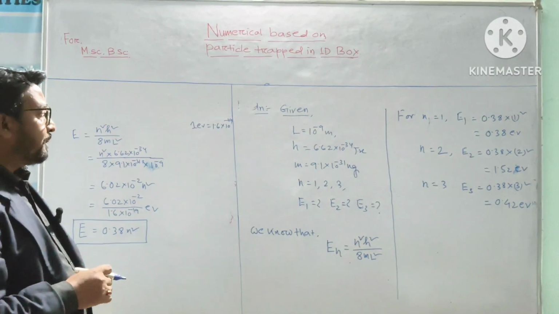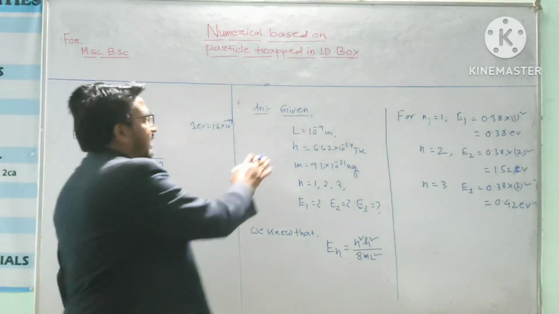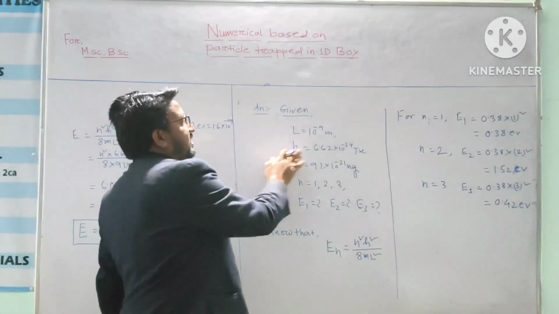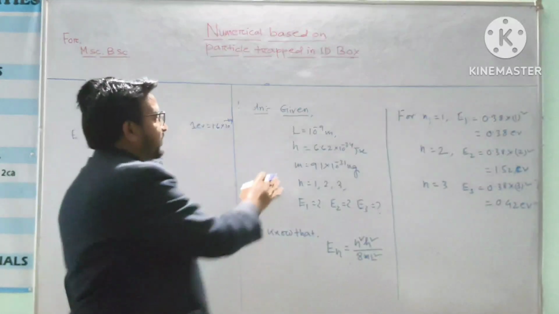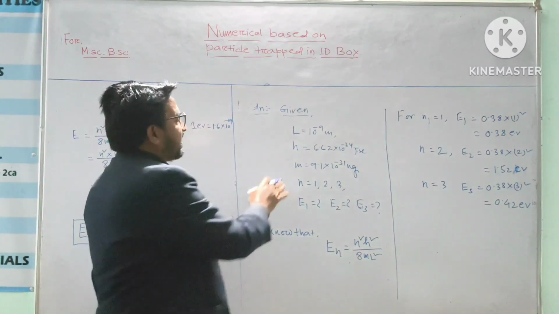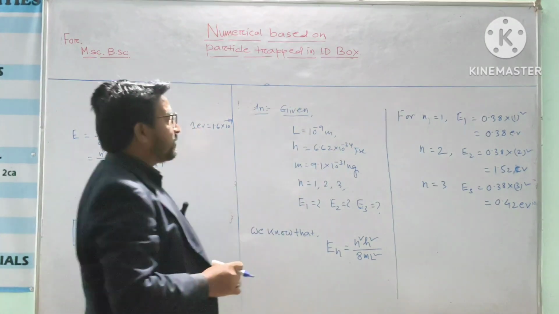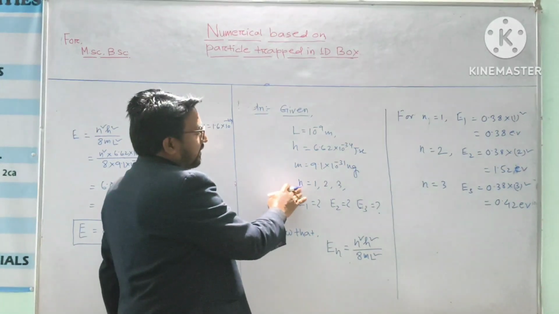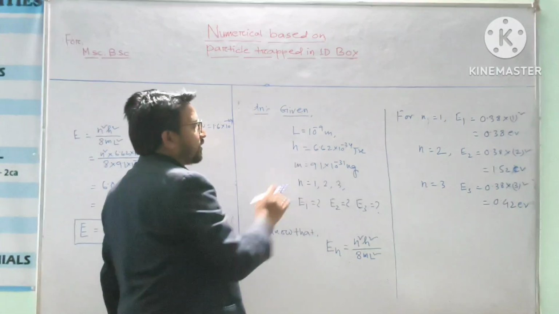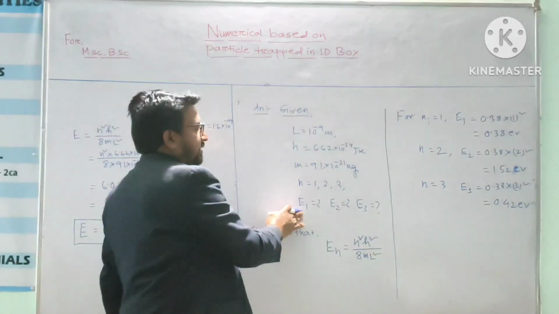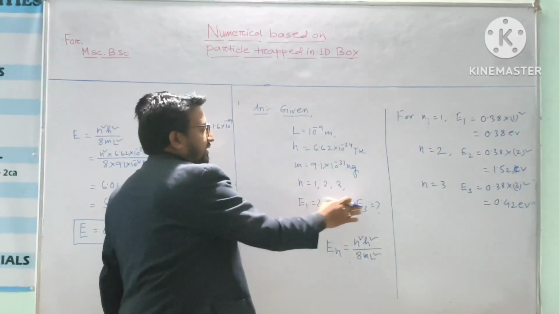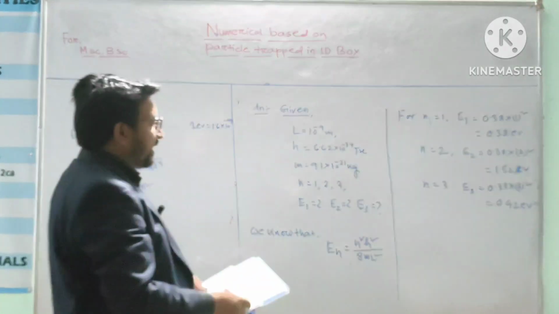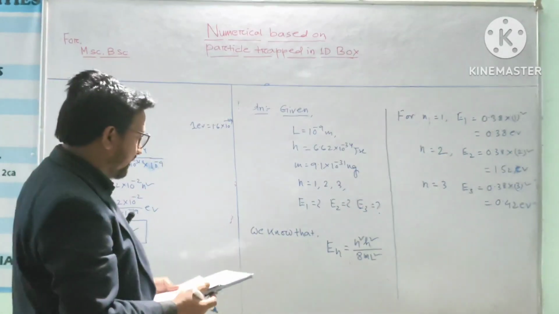From this question, we can collect the information. Length L, this is the potential width between the potential walls. h is Planck constant 6.62 into 10 to the minus 34 joule second. This value is already given in our question, and mass is also given in our question, m equal 9.1 into 10 to the minus 31 kg, and n equal orbit number 1, 2, 3, or quantum number 1, 2, 3, and its corresponding energies: E1 equal what, E2 equal what, and E3 equal what. Okay, we know that En equal n square h square divided by 8 m L square.